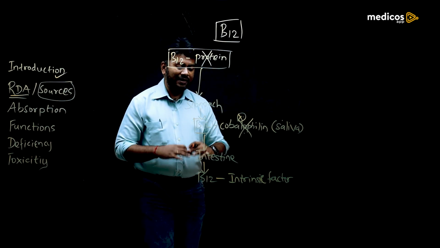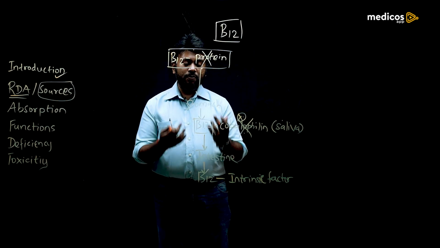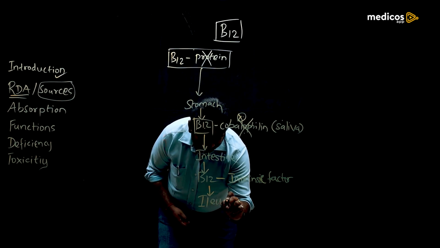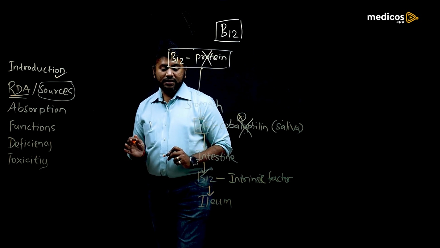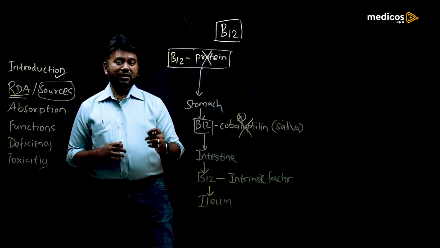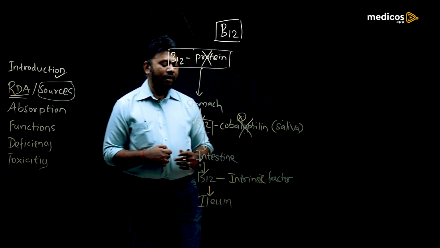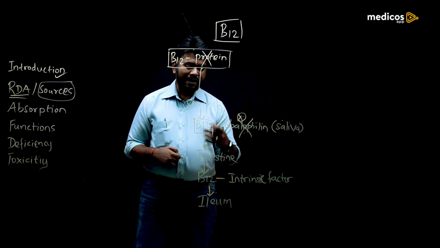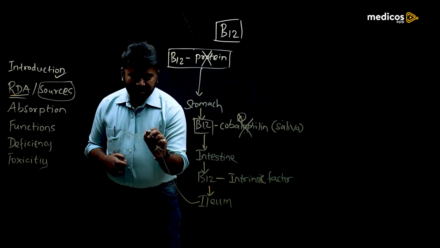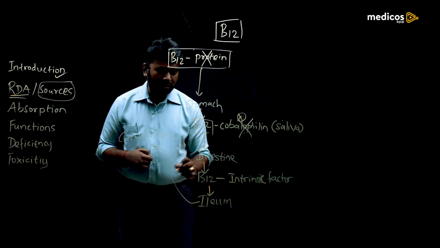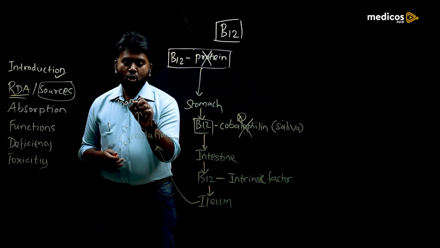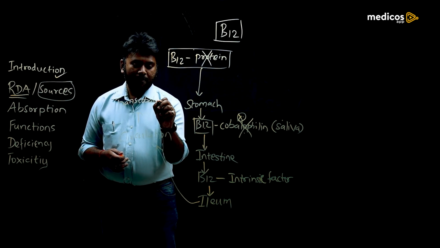Once it binds, the entire complex will be absorbed and enter the body, and the absorption takes place at the ileum. The absorption of folic acid takes place in the jejunum, whereas the absorption of B12 along with the intrinsic factor takes place within the ileum. After entering the circulation through the ileum, the B12 will again be released in the circulation, and it will be bound to another transport protein called transcobalamin.